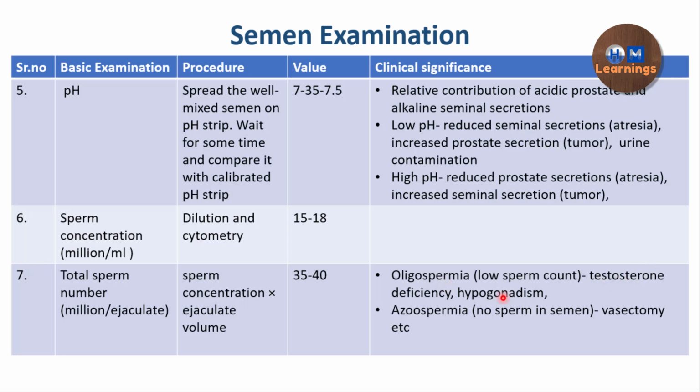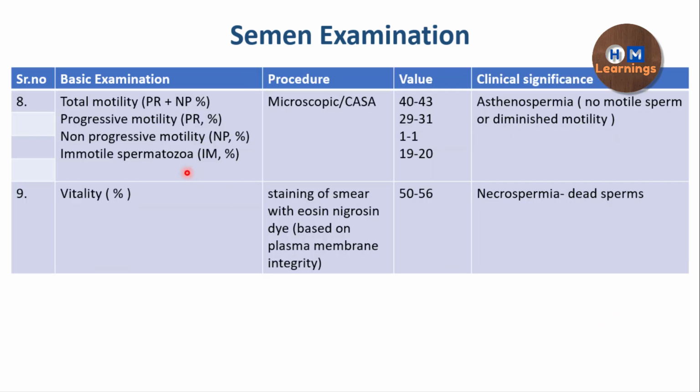Oligospermia is a condition where there is a low sperm count. It could happen due to testosterone deficiency, hypogonadism. Again I'm saying there are numerous reasons which could lead to oligospermia, so it's very difficult to list them all. And these are general reasons which can be applied to many conditions. So it is not possible to give you the whole set of reasons which could lead to oligospermia, but I have mentioned some of them to give you some clarity. Then there is azoospermia, meaning no sperm in the semen, which could happen after vasectomy.